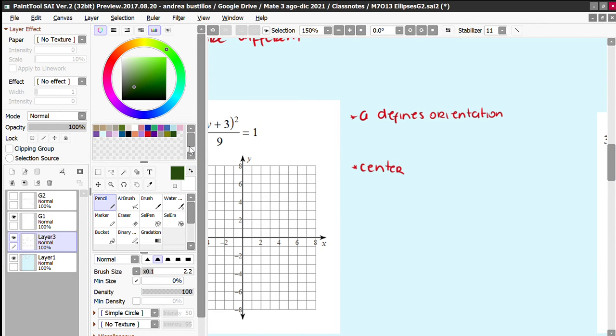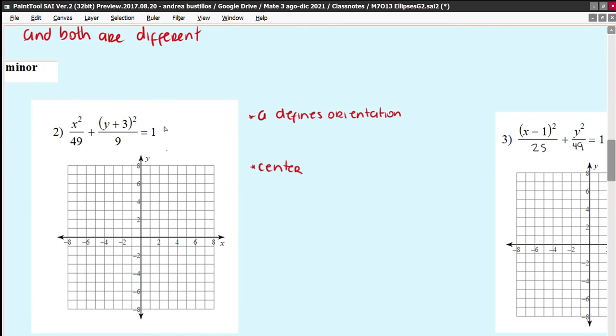Okay, so we're going to proceed with identifying all the components of an ellipse. That is vertex, co-vertex, focus, and the length of the minor and major axis. As with parabolas, remember that the first thing you have to identify is the orientation. Remember that the orientation is given by the coefficient that accompanies a variable. That is, the biggest coefficient in the denominator is going to determine the orientation.